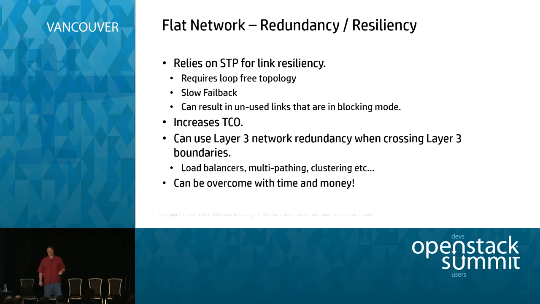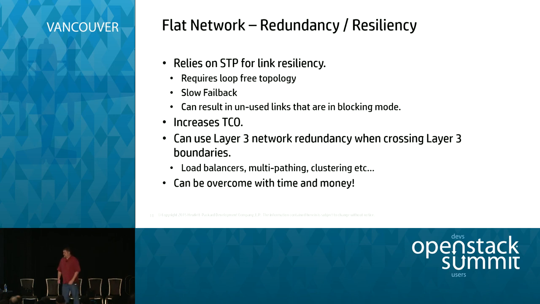Well, the problem is, it's really slow. Generally speaking, fairly slow convergence results in network outages and increased TCO. Why is there increased TCO? Well, those blocked ports aren't doing anything. They're blocked, so now I'm paying for some 40G port to sit there not shipping traffic. Sooner or later, the CFO will probably think you're a hero if you can figure out a way around this.